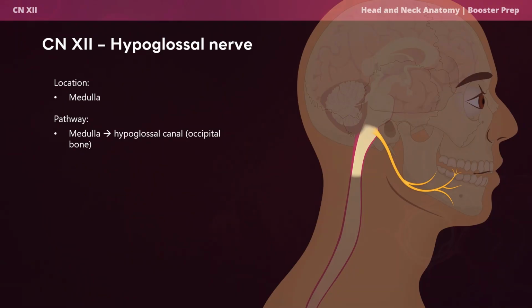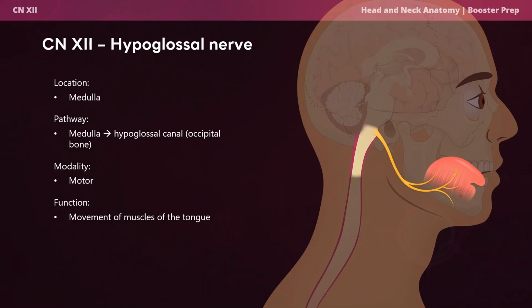The hypoglossal nerve is primarily a motor nerve, controlling voluntary movements of the tongue, including speech, swallowing, and chewing. Its location and pathway allow it to efficiently supply motor innervation to the muscles of the tongue. Alright, and now we're cooking with gas.